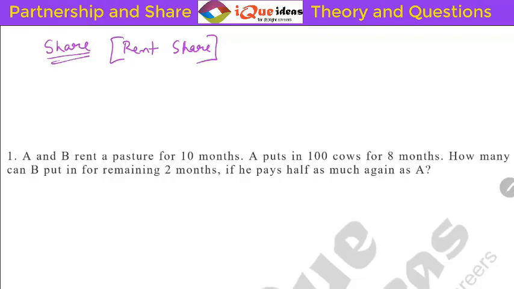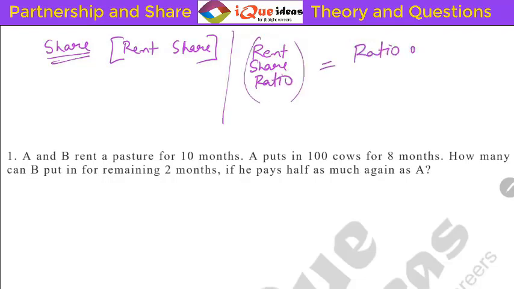Right? Now here, let's take up the first example to understand that, but I'll just give you the theory. The rent share ratio. See, why do we do this with partnership? Because the logic of sharing is the same. Rent share ratio has to be equal to the ratio of the product of number of people or number of animals or whatever number, into the time. Product of number into the time.